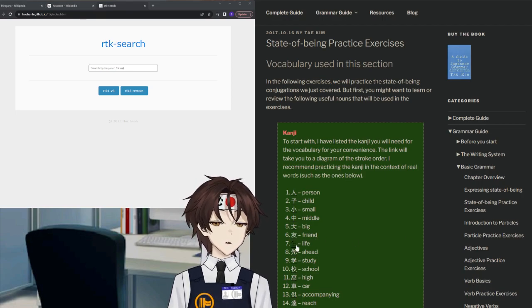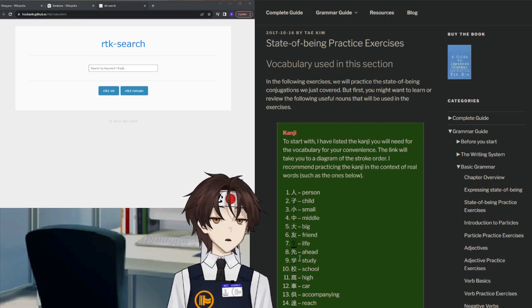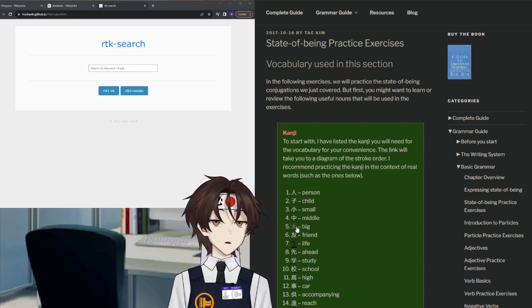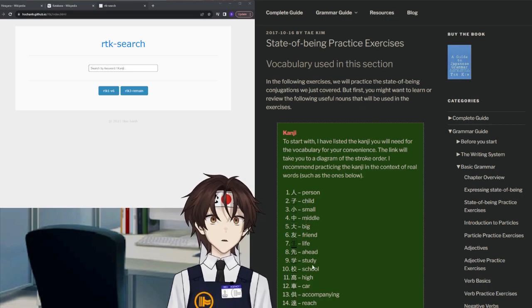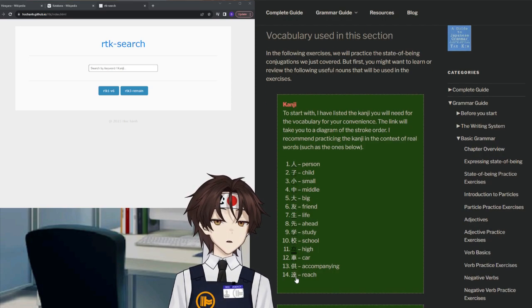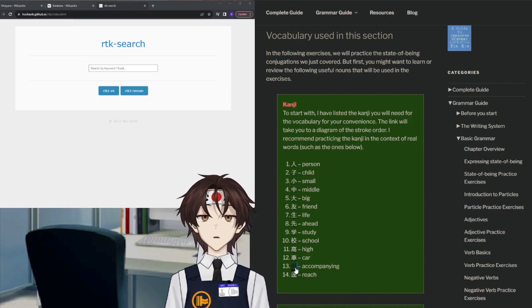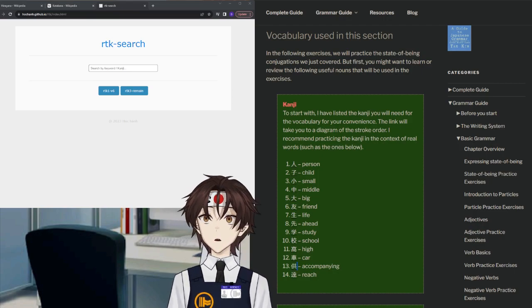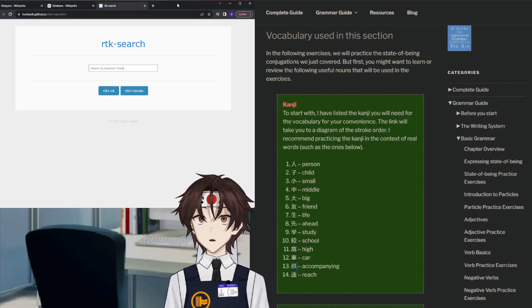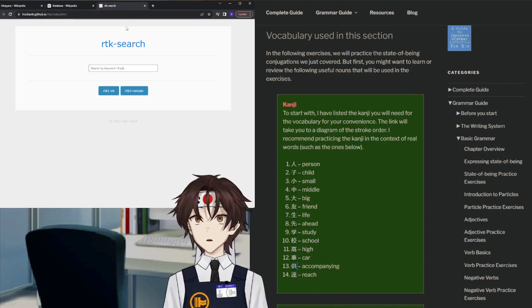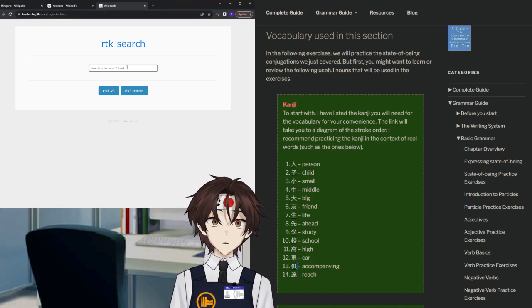So yeah, person, child, small, middle, big, friend, life, head, study. The study kanji is basically a child. School, high school, high, car, accompanying and reach. Okay. So let's just slightly review the kanji for a moment.